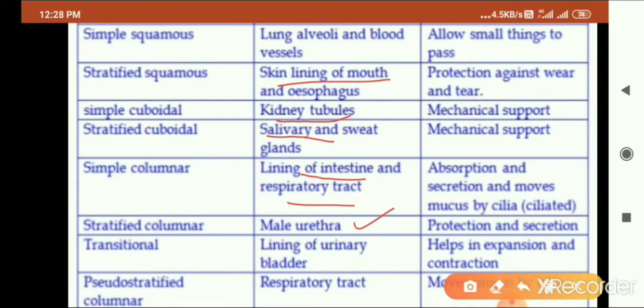If it is present in mouth, then it helps in the wear and tear of the food. If it is present in kidney, it plays a role in mechanical support. If it is present in intestine and respiratory tract, it is helpful in the absorption and the secretion with the help of cilia. And in male urethra, it helps in protection. Transitional epithelium, which is present in the lining of urinary bladder, helps in expansion and contraction.